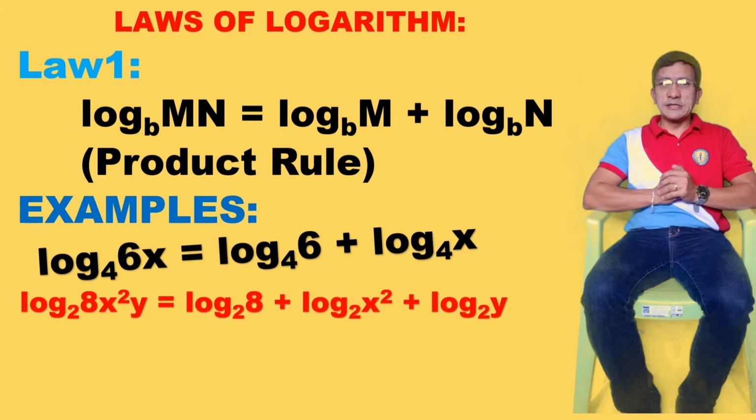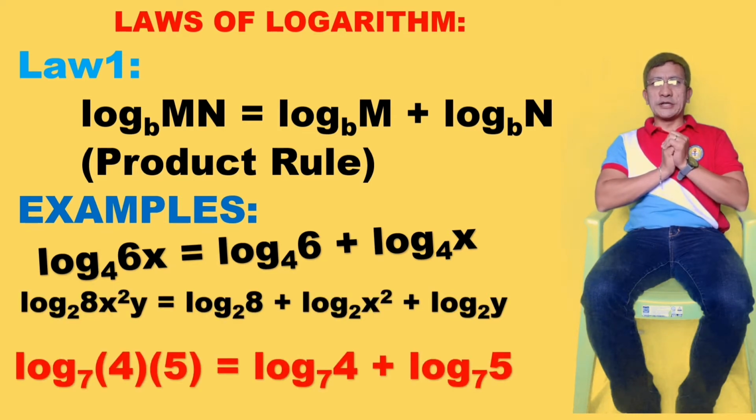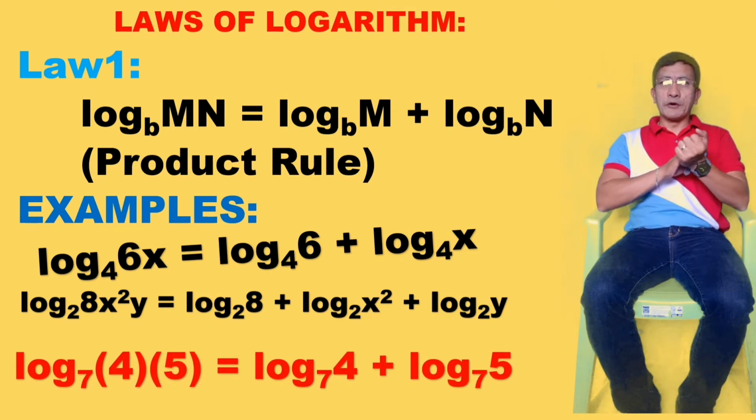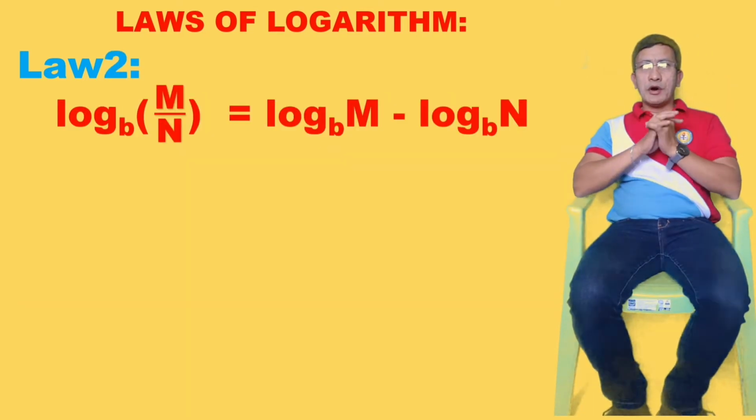Last but not the least example is log of 4 times 5 with base 7. Just because 4 and 5 are a product, we will add log of 4 with base 7 plus log of 5 with base 7.